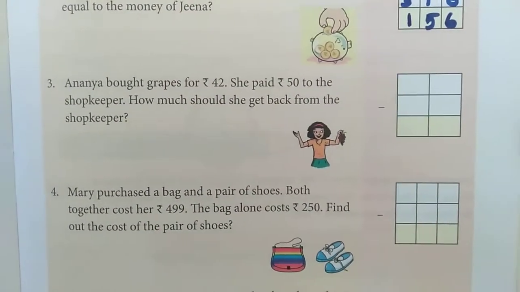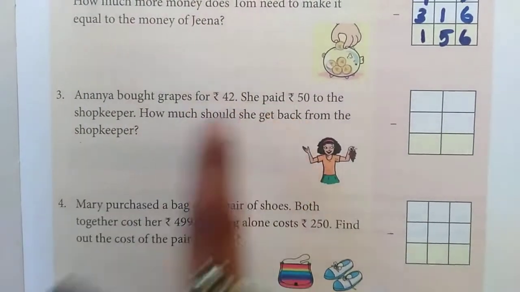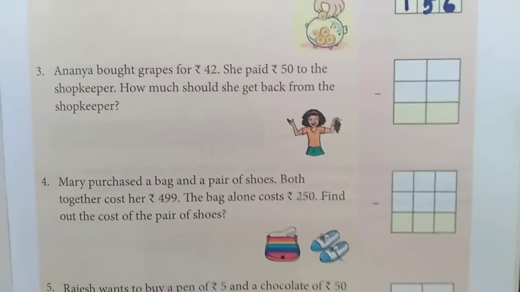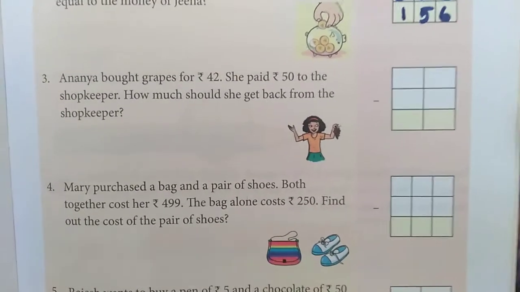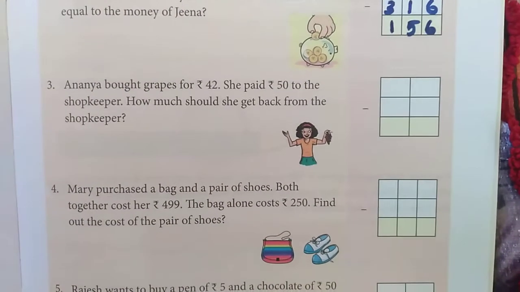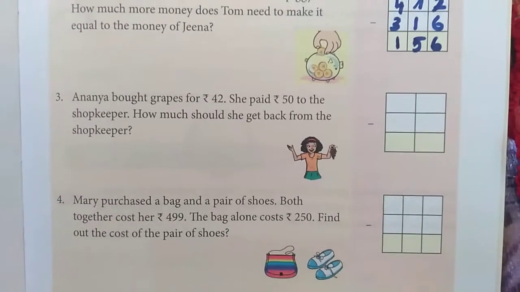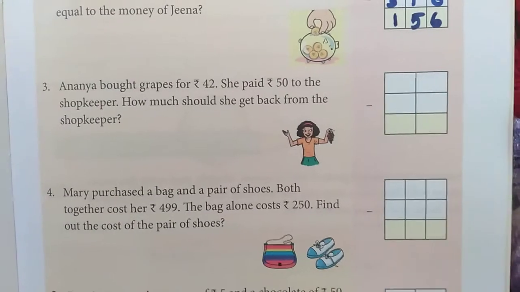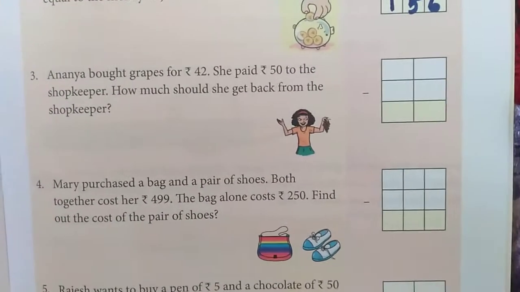Ananya bought grapes for rupees 42. She paid rupees 50 to the shopkeeper. She bought 42 rupees of grapes. How many rupees did she pay to the shopkeeper? 50 rupees. So we have to find out how much the shopkeeper will give back. This is subtraction, right? Remaining means you have to subtract.